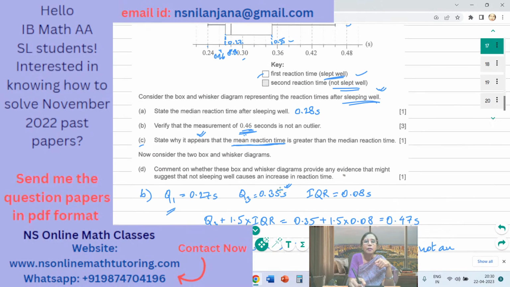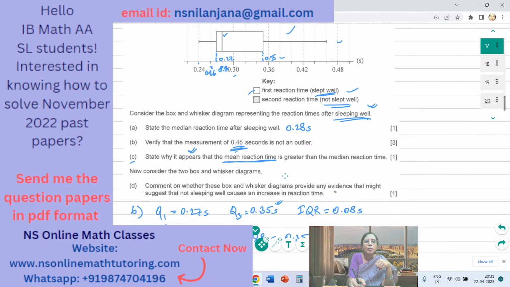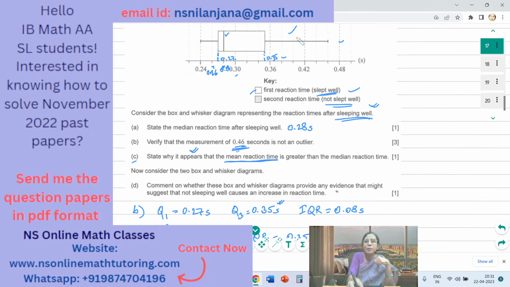But is this box and whisker plot symmetrical? Definitely not, because the right whisker is longer than the left whisker. Therefore, the distribution is positively skewed. It is not symmetric.